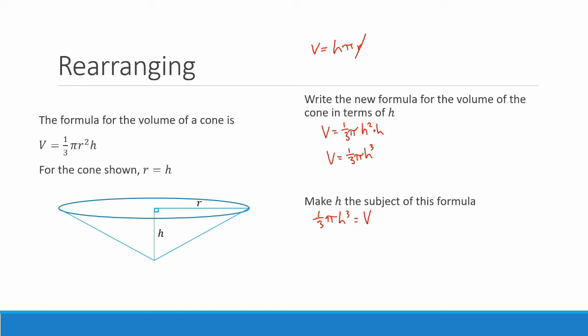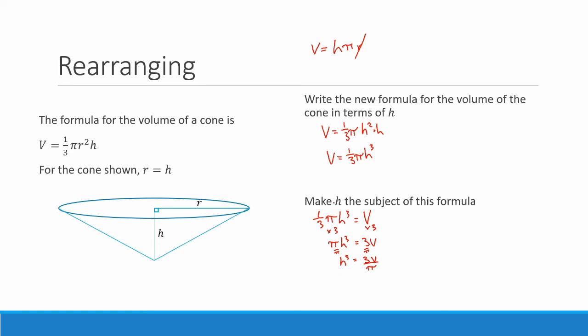So first of all, we've got a third here, so we could just times this by 3 and times that by 3, and that would cancel out that 1/3. So we are left with pi h cubed equals 3V. Okay, now we're timesing by pi here, so if we divide both sides by pi, we have h cubed equals 3V over pi.